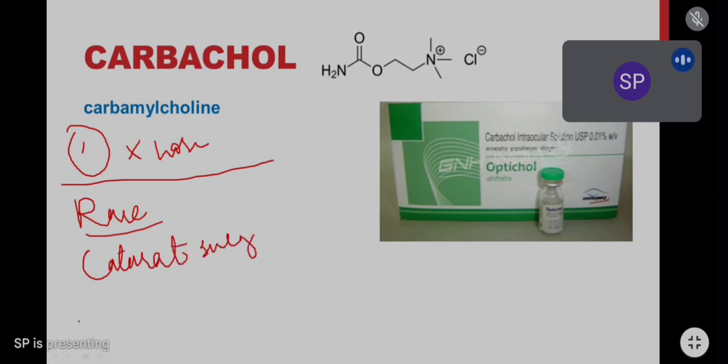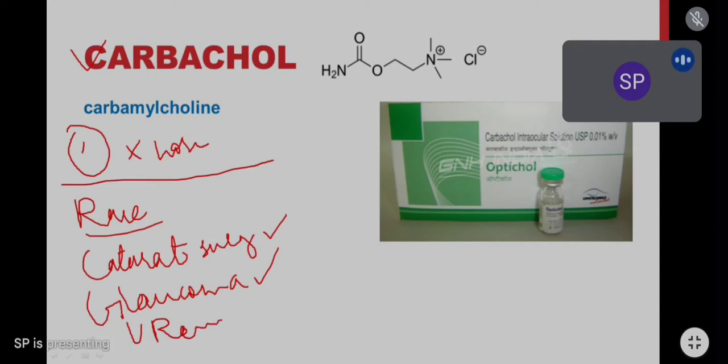And if any patient has glaucoma, about glaucoma I'll explain you in detail because this condition is very interesting and very easy. About glaucoma, the pathophysiology, signs and symptoms, all I'll explain you. And all treatment, we have one treatment strategy for glaucoma. Here carbachol can be used, but it is not the drug of choice. Carbachol can be used in cataract surgery. It can be used in glaucoma, and sometimes carbachol tablets are also available. They are used in urinary retention as well.